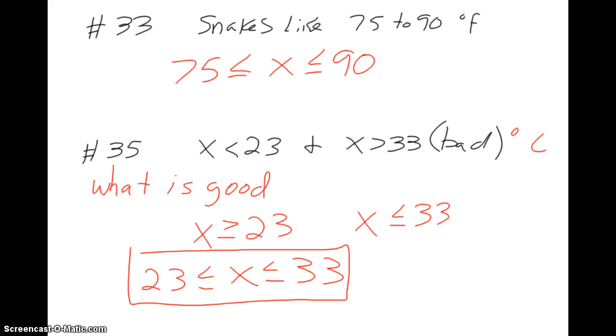Now, normally we don't go from a strictly less than to a less than or equal to, greater than or equal to situation, but it's in the problem, it's a word problem, it's a real life problem. So in this case, less than 23 is bad, and that means it can be 23. And likewise for the 33.